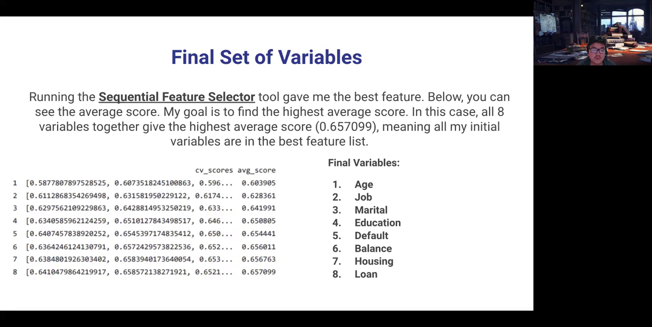So the final variables are age, job, marital, education, default, balance, housing, and loan. I will use them to find the confusion matrix and classification report.